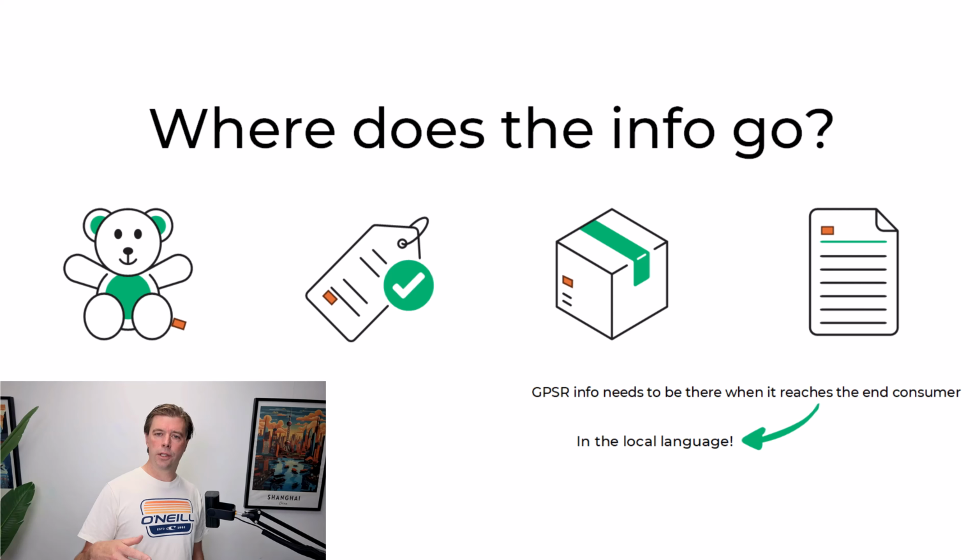So where does this information go? First, try to place it or print it on the product, if possible. If that's not possible, you can print it on a label and attach it to the product. If that's not possible, you can use your retail packaging and print it on there. And if that's not possible, you can also slip in a separate sheet of paper, print it on there and slip it in with the product. It just needs to be there when it reaches the end user.